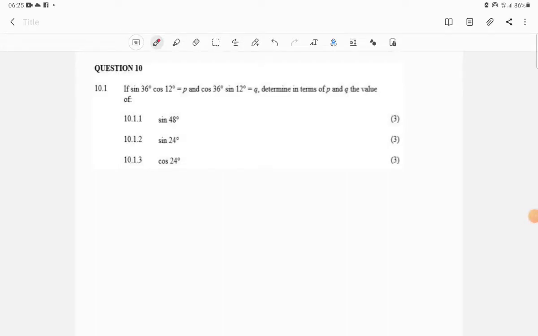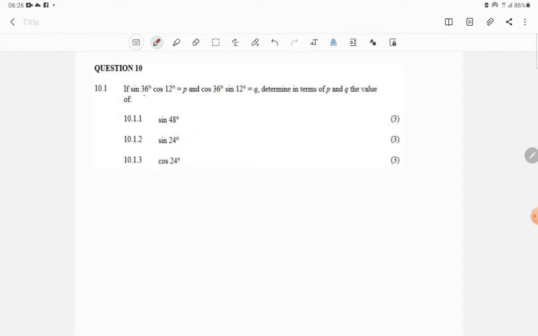All right, let's do question number 10. Here we are given sine 36 times cos 12 is equal to P, and cos 36 sine 12 is equal to Q. Then we are to determine, in terms of P and Q, the value of these three trig ratios. Now, how do we go about doing that?